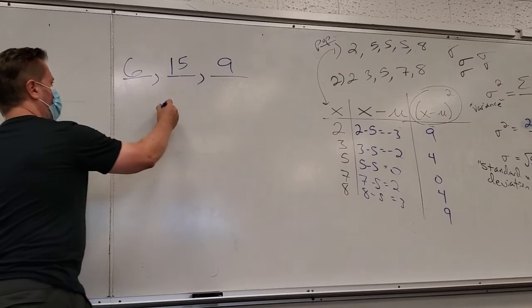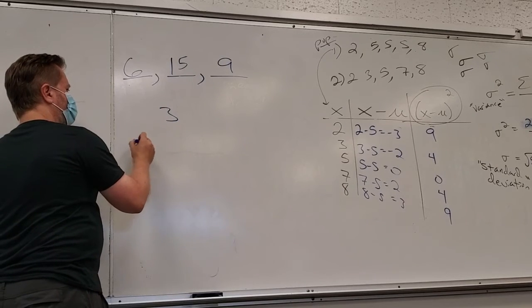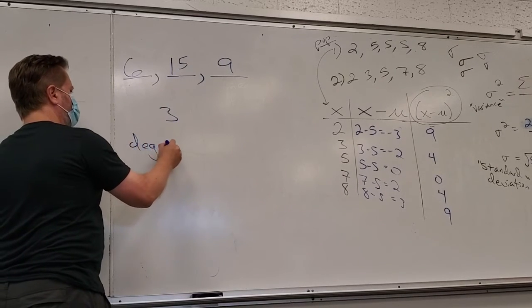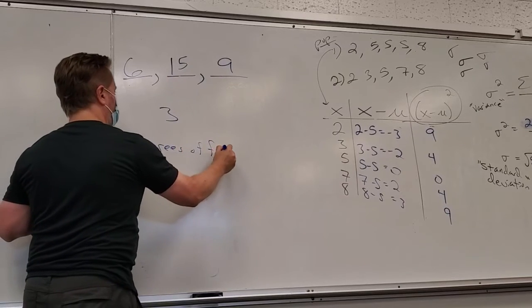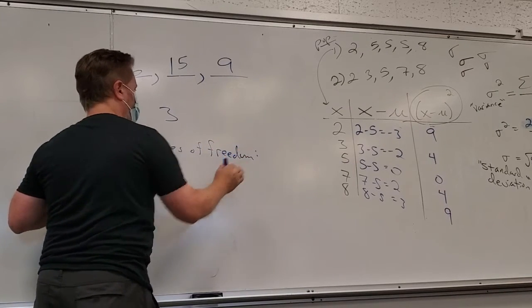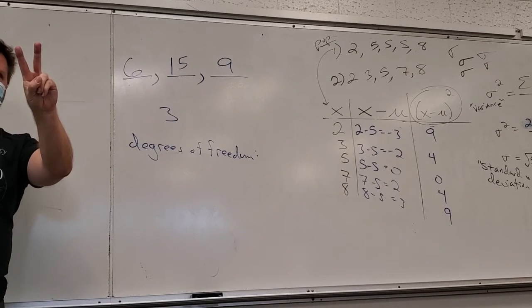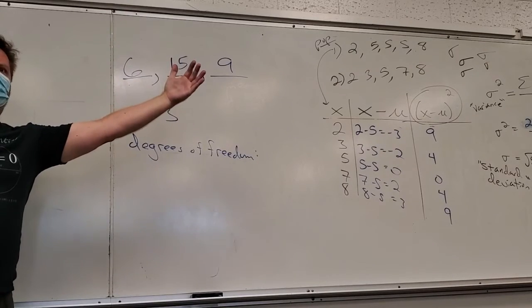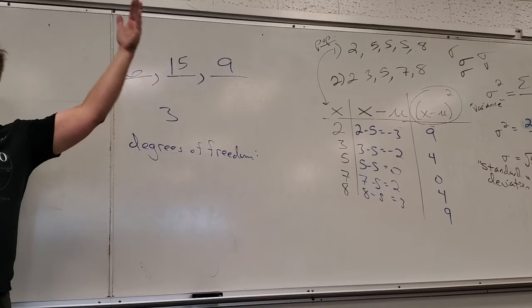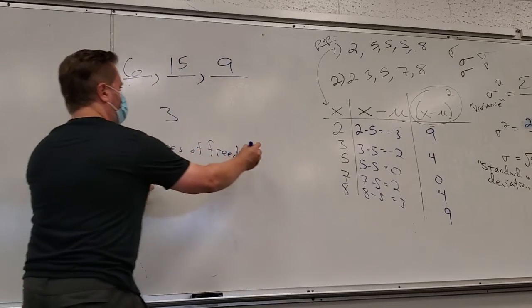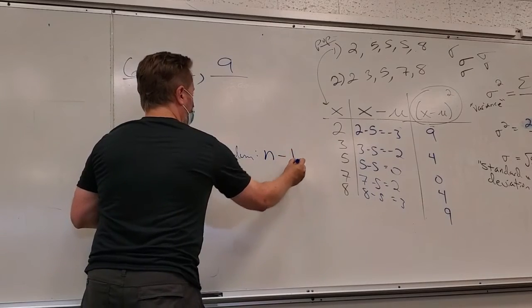So when I have 3 data points, how many degrees of freedom? That's a really strange little phrase, but you get a feel: how much freedom do you have? You don't have all 3 freedom, you have 2. So if I had 18 data points, how much freedom would I have? 17. So isn't it always n minus 1?